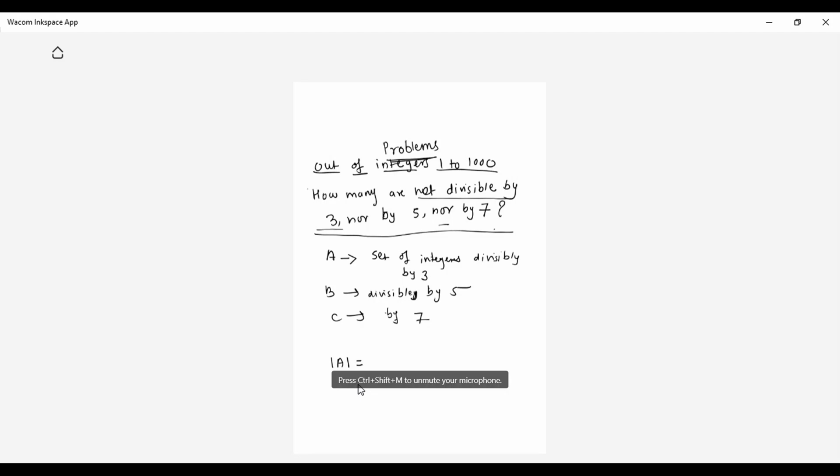Now the numbers are 1 to 1000. Quickly tell me what would be the cardinality of A, what would be the cardinality of B, and what would be the cardinality of C. The same way you have to do, student. Quickly, chalo, fast. I need the answer in the chat box. I hope everyone is getting it. Yes or no?